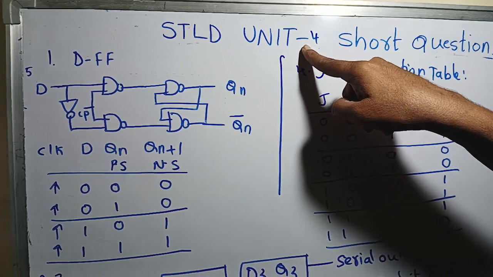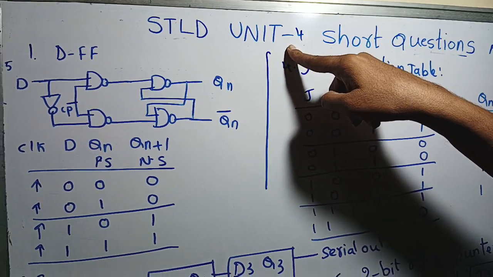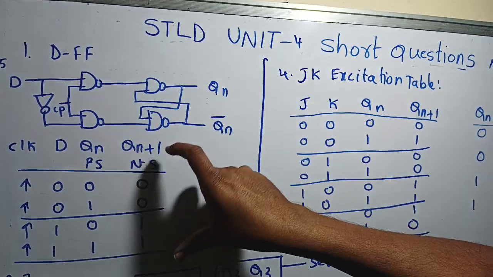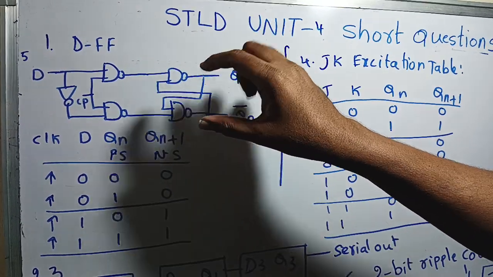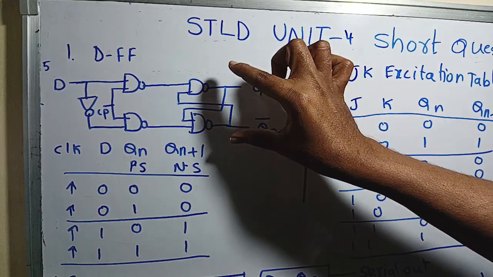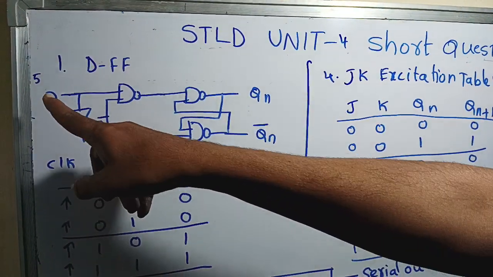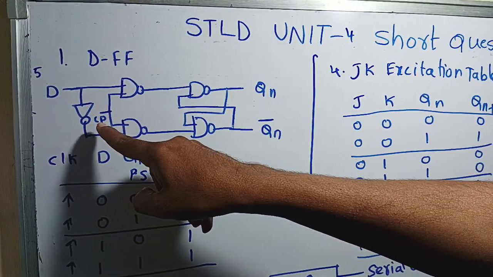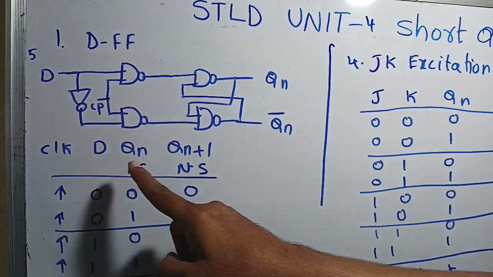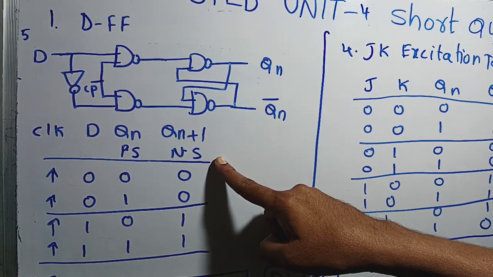I am going to explain you unit 4 short answer questions. Here, the first one is a D flip-flop truth table and logic diagram they asked. This is a D flip-flop logic diagram using NAND. This is the input and this is the clock pulse. These are outputs. Then the clock, D, Qn present state, Qn plus 1 next state.